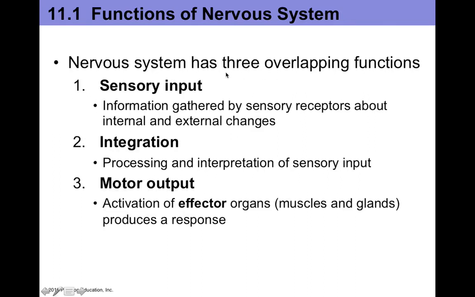Now, the nervous system has three overlapping functions that are all interrelated. We have sensory input, which goes to the brain for integration, and then we have processing and interpretation of that information, which then goes out to motor output. We call this efferent output because it goes to effector organs, which include things like muscles and glands.